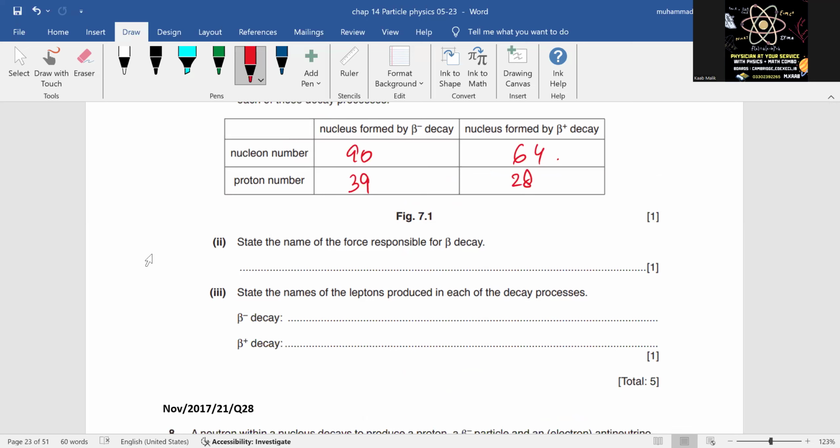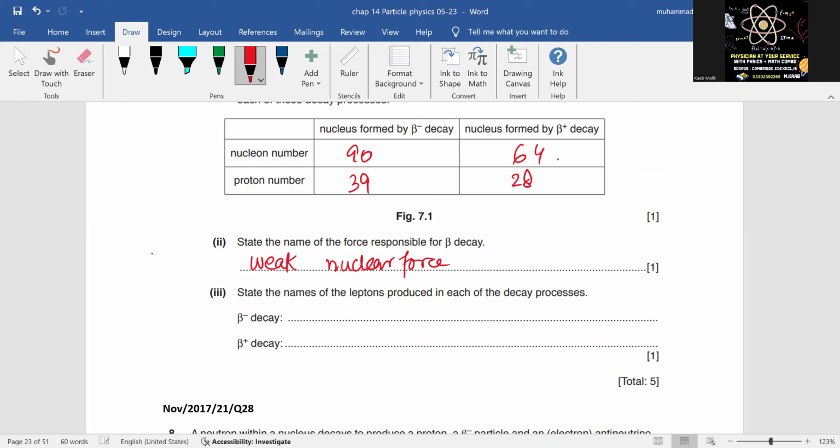State the name of the force responsible for beta decay. Is this the strong nuclear force? No, the weak nuclear force. The weak nuclear force causes the decay. The strong nuclear force holds the nucleus together. Is that clear? The strong nuclear force is an attractive force. It holds the nucleus together. Okay. Please move on.